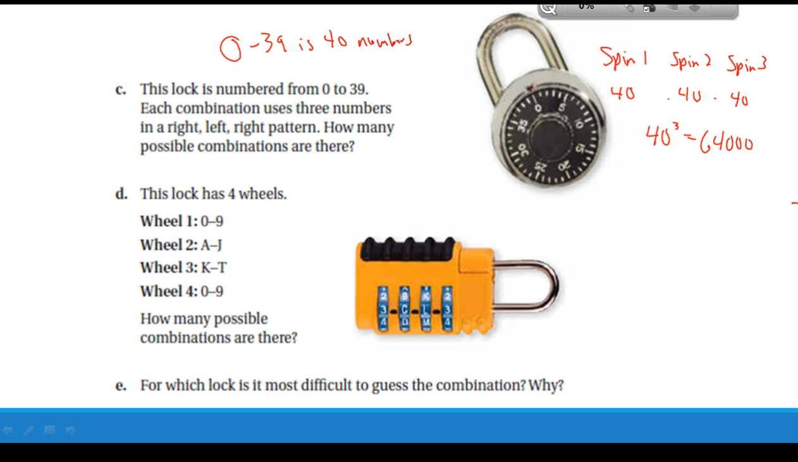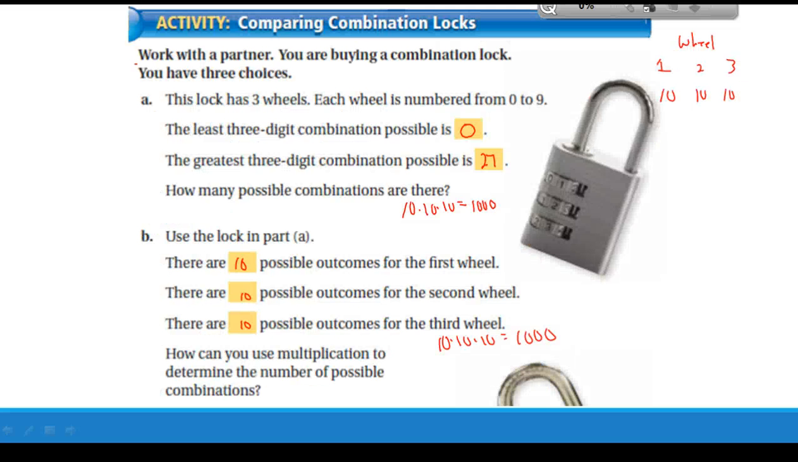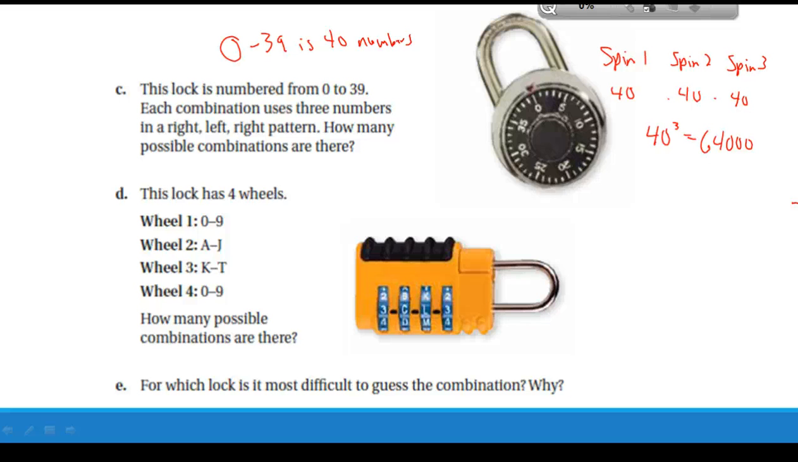Okay, now in part D, we have 4 wheels. So right away you're thinking, okay, maybe this one's harder to break than the other one, right? So this 64,000 is way harder to break than this 3-code lock here, because there was only 10 choices for each one. This has 40. Now this has 4.